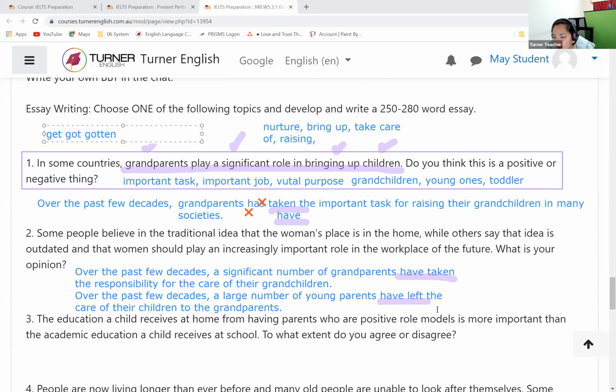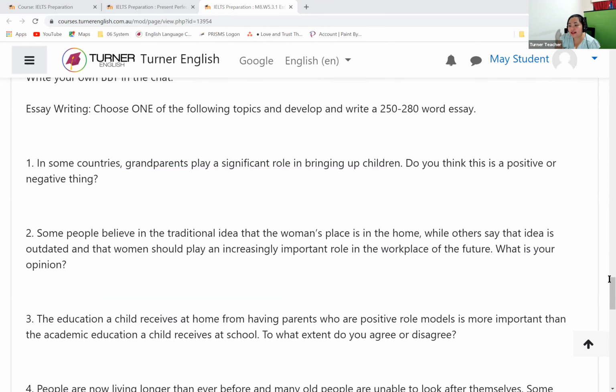Over the past few decades, grandparents have been the important model for raising their grandchildren in my family. Role model does not mean that they are the ones taking care of them. It just means that they did a really good job and we want to copy them. So be careful with that, Tian, but the sentence is correct. Over the past few decades, grandparents have played an important role in raising grandchildren. In raising, beautiful. Thank you, guys. Very well done. Okay, let's have a look at question number 2.